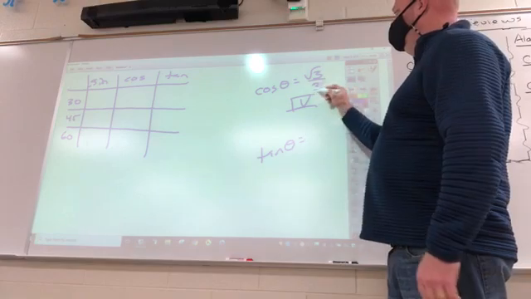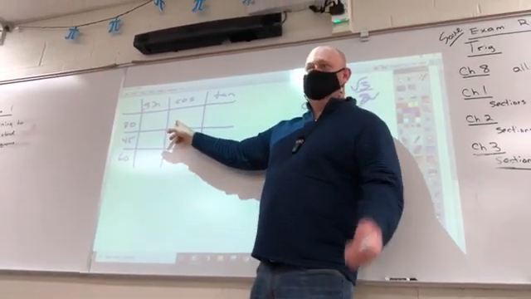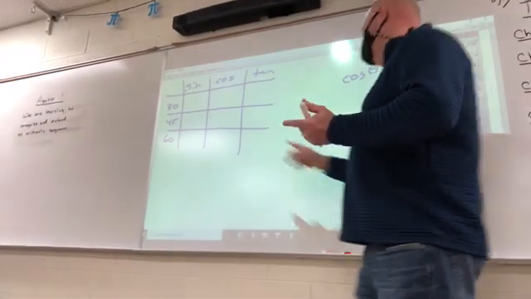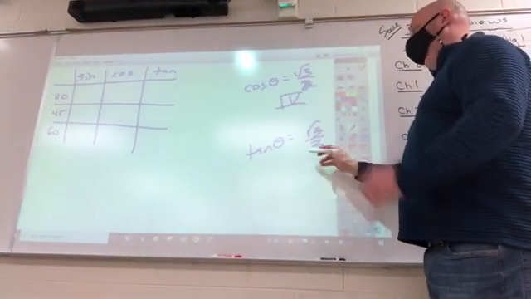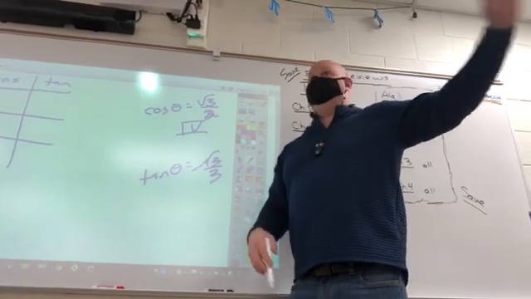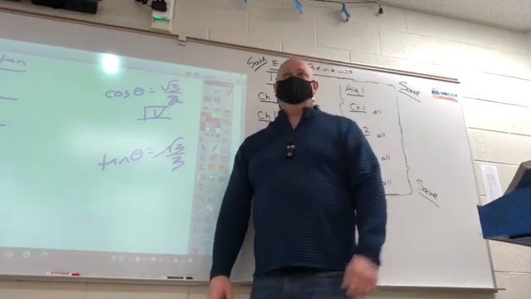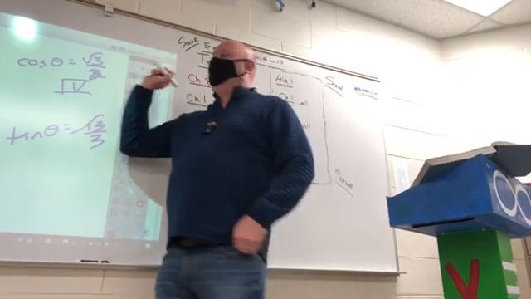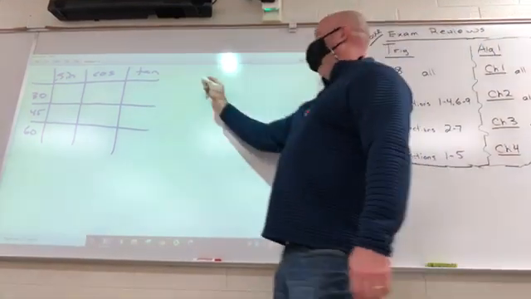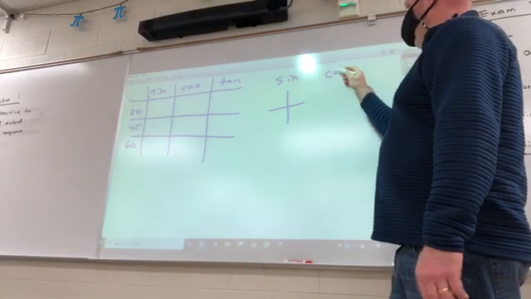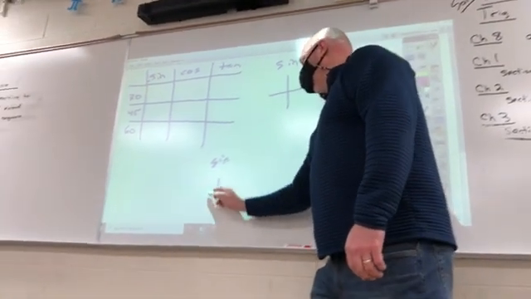Well, if cosine is square root of 3 over 2, that means I have a 30-degree reference angle, right? And I'm in the 4th quadrant. Well, tangent of 30 degrees would be root 3 over 3. In the 4th quadrant, tangent is negative. Done. Do I have to do the x, y, r stuff? No. If I knew my table, I could get the answer real quick. So yeah, you're going to want to know your table. You're going to want to know your quadrants. And you're going to want to know the quadrantals.